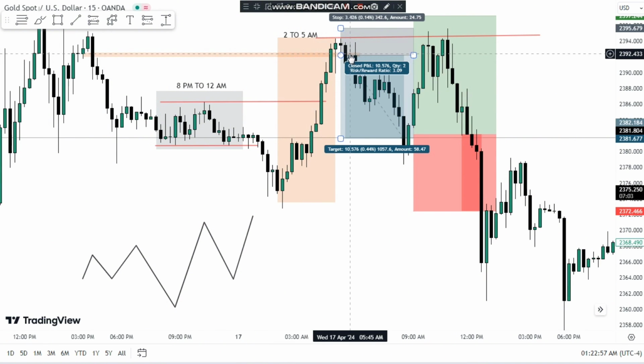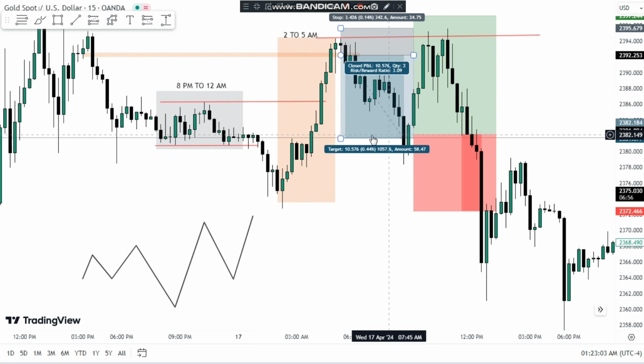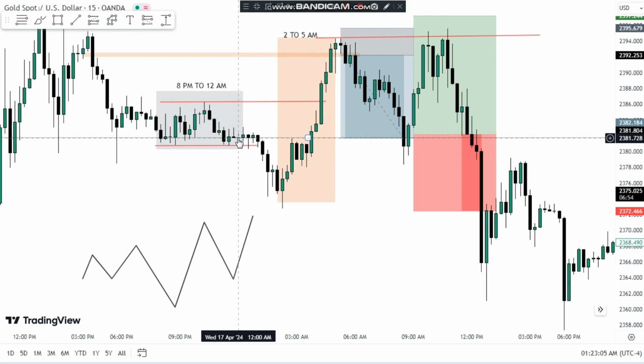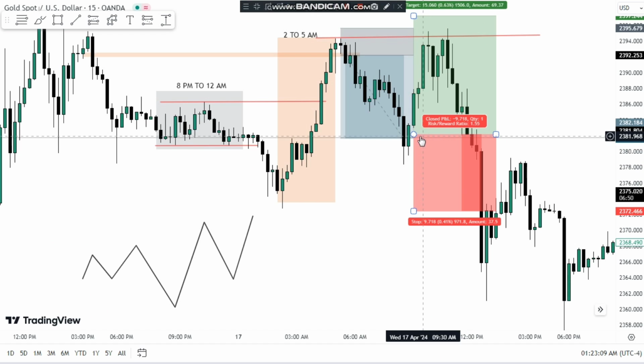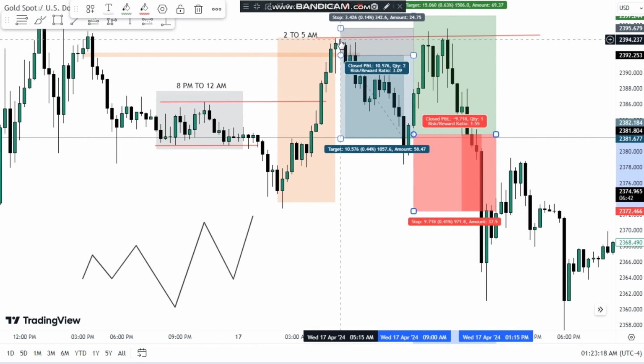And when the price went up, I took my entry in this fair value gap. I placed my stop loss above this high. I took my profits here at the 12 a.m. candle, okay, at New York midnight. And then I entered into my longs here and I put my stop loss below this swing low. And you can see that the price went up and it took this high, okay.